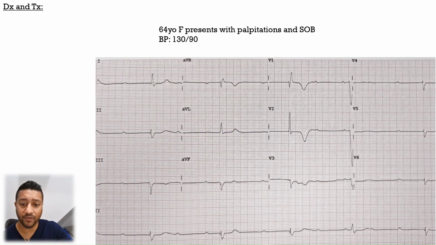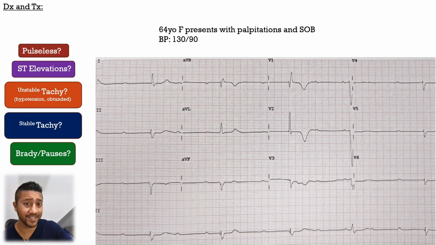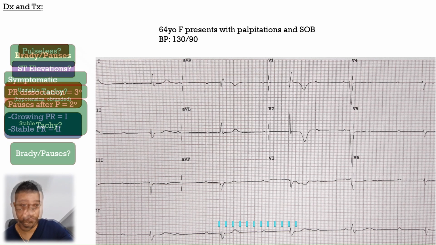All right, let's do this one next. You have a 64-year-old female again, presenting with palpitations and shortness of breath, and normal blood pressure of 130/90. So again, I'm asking myself, do they fall into any of these categories? Certainly not pulseless. I don't see any ST elevations. They are not unstable. And looking between tachy and brady, I definitely say they're closer to the brady end. If you use that heart rate method, they are like well below 30.